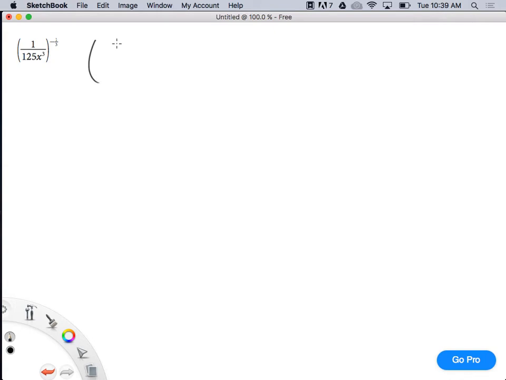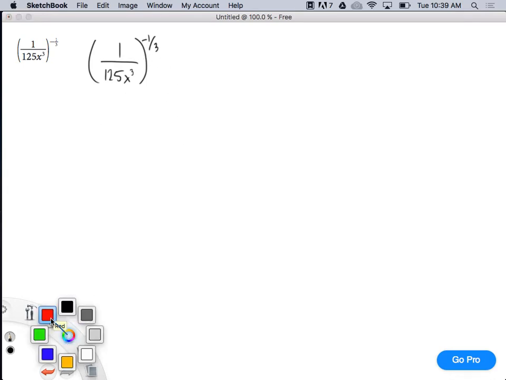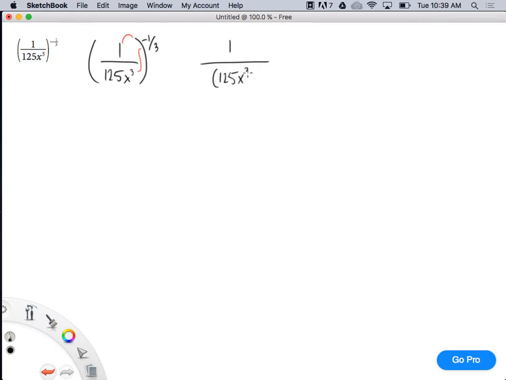So what do I do with this power? I have 1 over 125 x to the third, all to the negative 1/3. What do I do with that power? Distribute it in. Bam, bam. I get 1 to the negative 1/3, but what's 1 to any power? Just 1. Over this whole thing, 125 x to the third to the negative 1/3 power. They kiss each other out. Exponents.